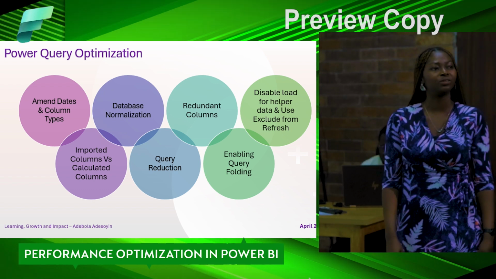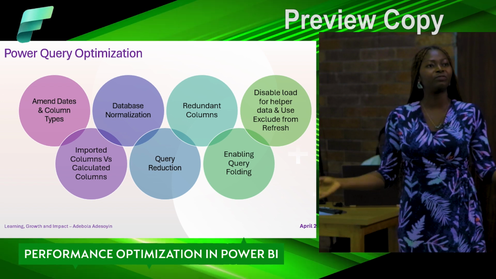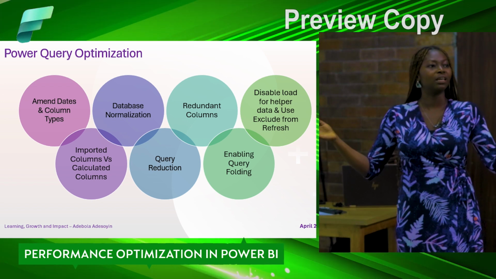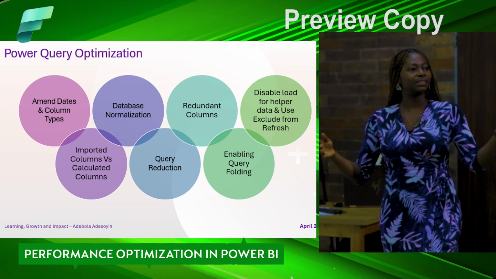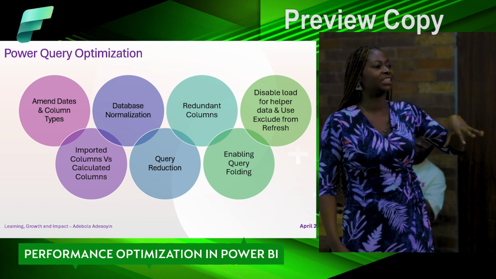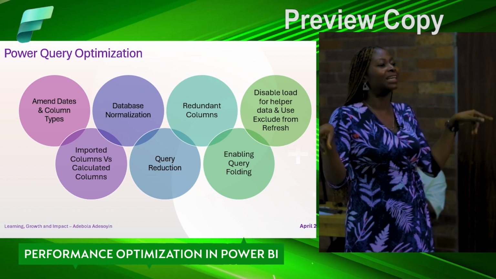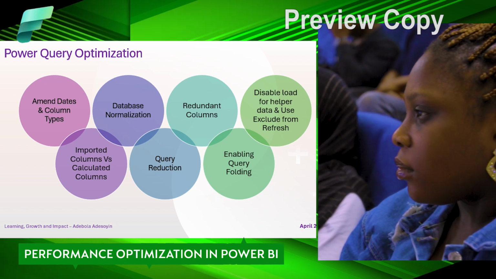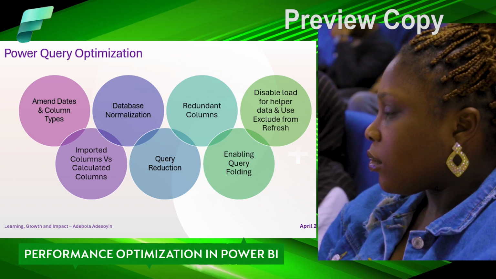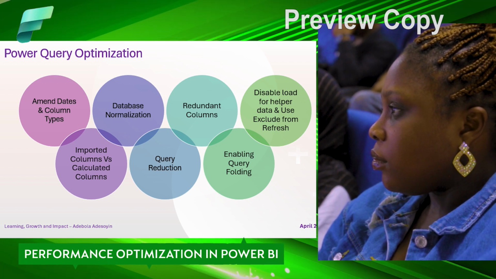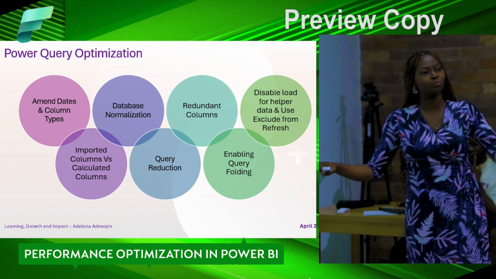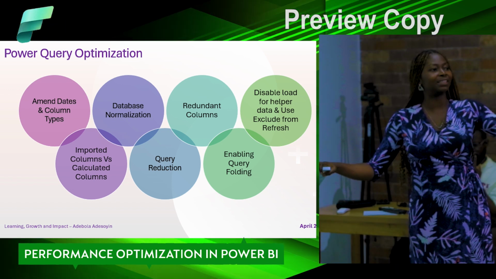Database normalization. For this, we have big flat files, right? And we need to break them down into several tables. So you generate a facts table from it, and then other dimension tables, so that you can link them up in your data model to ensure efficiency.